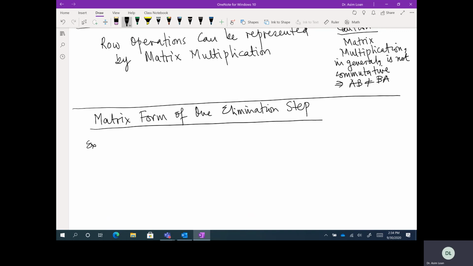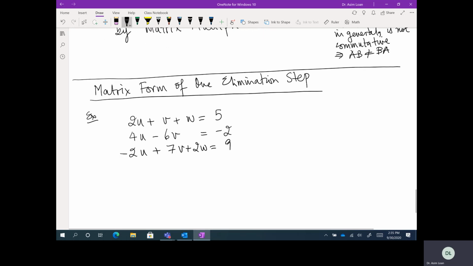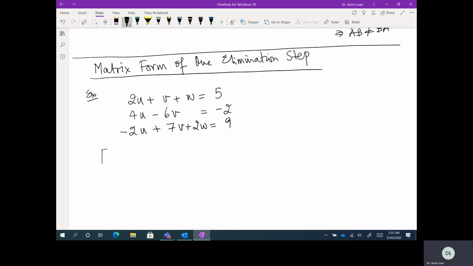Again, we look at the same set of equations. So 2u plus v plus w equals 5. 4u minus 6v equals minus 2. Minus 2u plus 7v plus 2w equals 9. And we know the answer is 1, 1, and 2. And what row operation do we need to do? Let me write it again: 2, 1, 1, 5; 4, minus 6, 0, minus 2; minus 2, 7, 2, and 9.